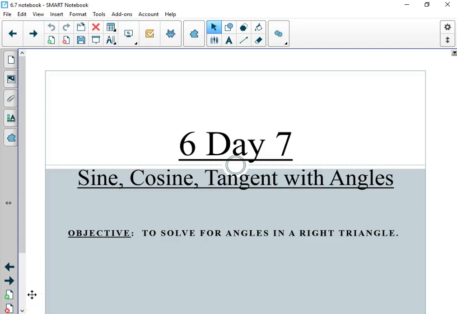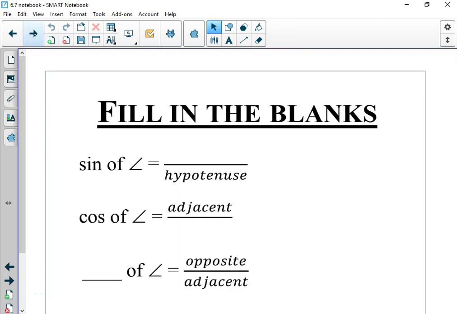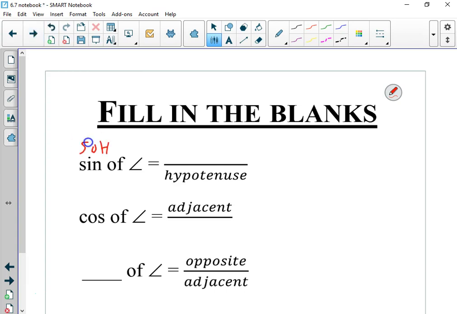Let's get on to day 7, solving for angles in a right triangle. So, some basic fill in the blanks. Sine, remember, is opposite over hypotenuse. Cosine is adjacent over hypotenuse. And opposite over adjacent is tangent.